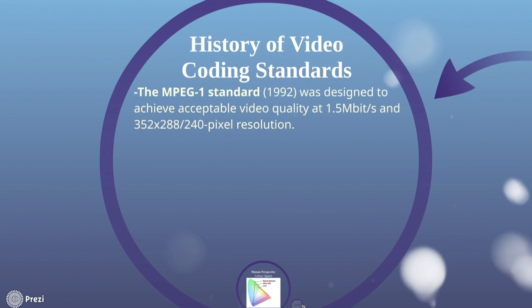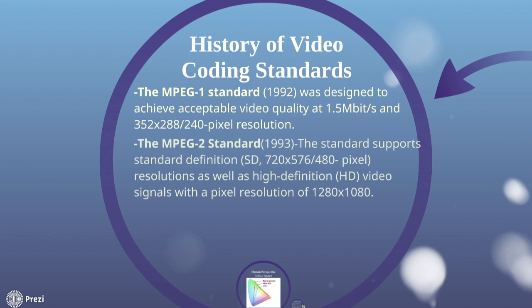The MPEG-1 standard was designed in 1992 to achieve suitable video quality at 1.5 megabits per second and 352 by 288 or 240 pixel resolution. MPEG-1 is playable in almost all PCs and DVD players. MPEG-2, developed in 1993, supports standard definition resolution as well as high definition video signal with a pixel resolution of 1280 by 1080.